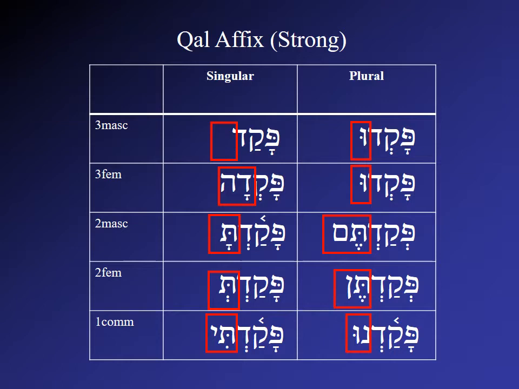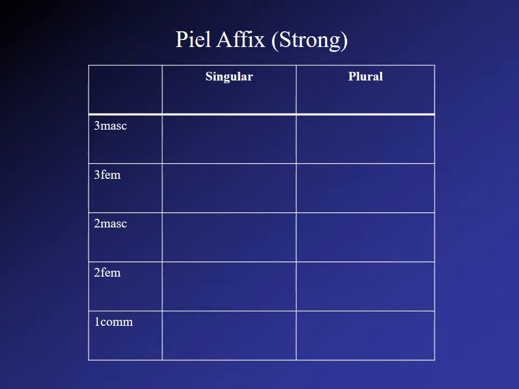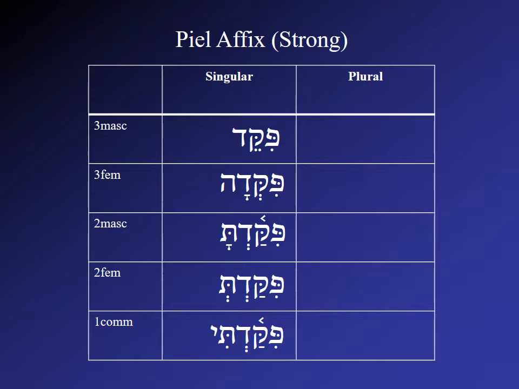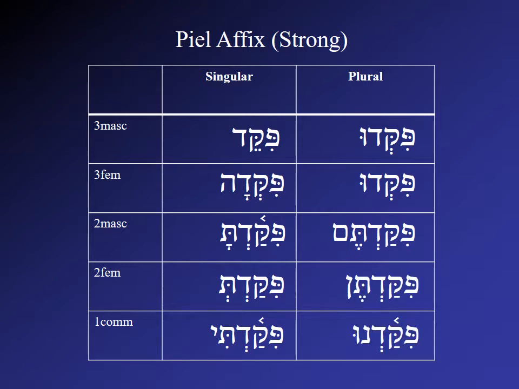Now, you do not need to know all of this, but one can simply do the same thing with the Piel. So you know the Piel, piqed, is the strong form, dagesh forte, the i-e vowel pattern. Then if you add the endings, piqdah, piqadta, piqed, piqadti, piqdu, piqadtem, piqadten, piqadnu. So knowing the third masculine singular, you could get pretty close to working out the Piel affix, and you certainly ought to be able to recognize the Piel affix when you see it, even though we haven't studied it yet. Here are our endings, the same ones from the Qal, stuck onto the end of the Piel form instead of the Qal form.